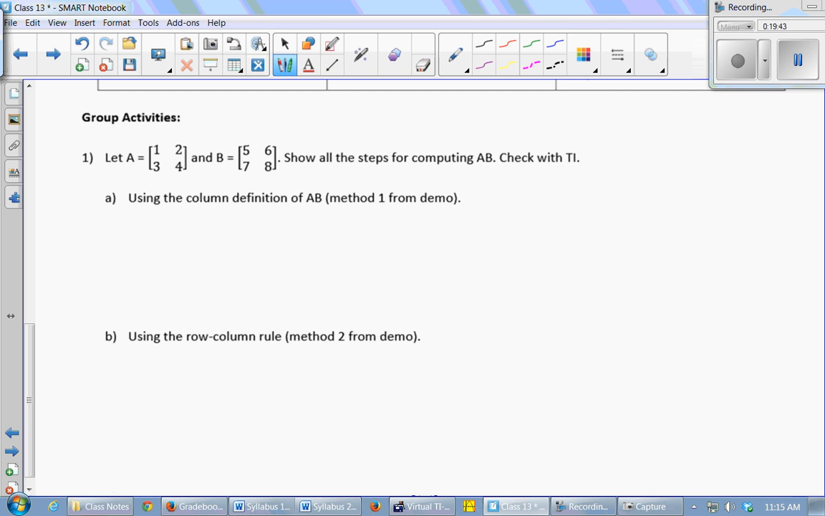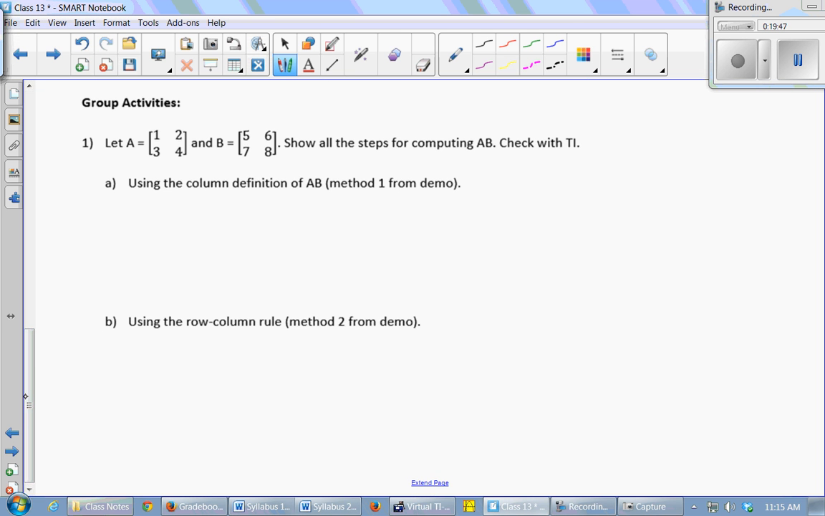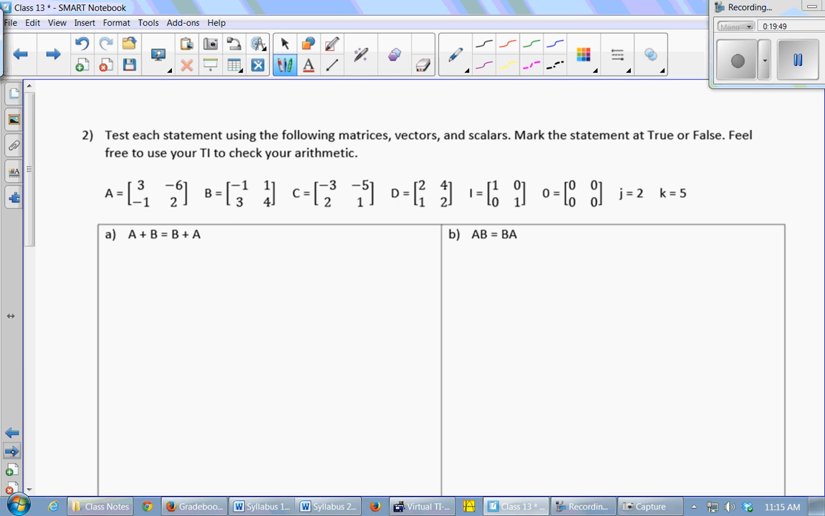Okay, so for your group activities, the first one is just a little practice multiplying matrices, and then the second one is sort of verifying or disproving certain things, properties of matrices. So we want to know: if you add matrices, can you do it in either order? If you multiply matrices, can you do it in either order?